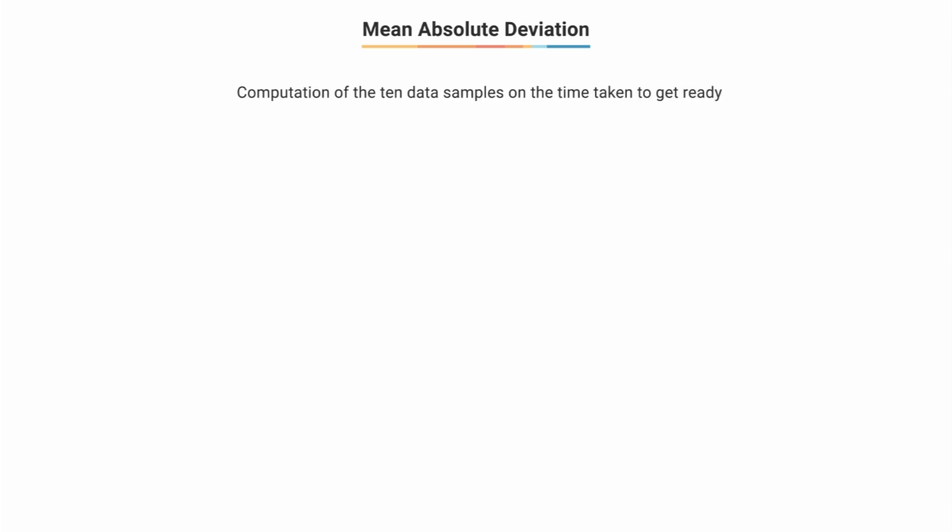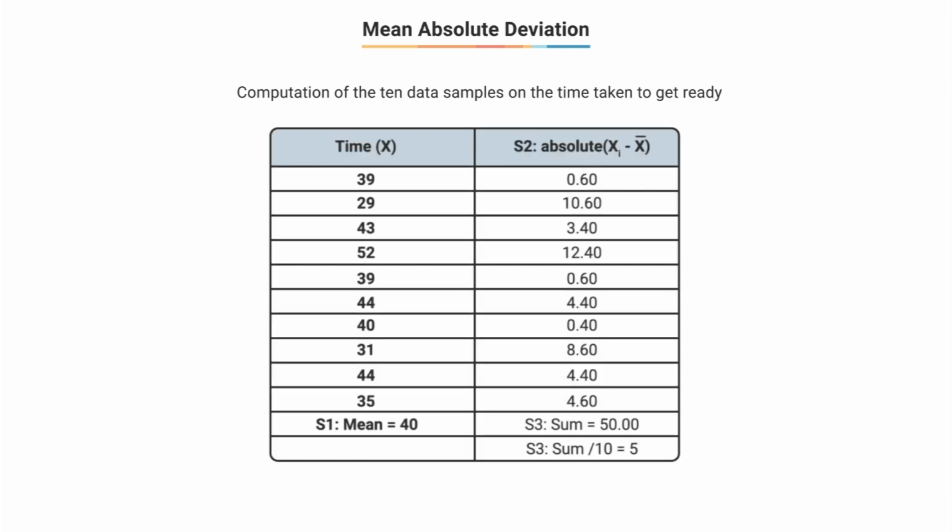Let us try to compute these values for our get ready times dataset with 10 observations. The MAD measure for this data can be simply computed in these steps. In the first step, we'll compute the mean, that is 40, that is S1. Next, we'll compute the differences of each observation from the mean, that is xi minus x bar. This is our second step, S2. And in the third step, we'll sum up all these values. The sum is equal to 50. And then in the fourth and last step, we'll divide this sum by the number of observations, that is 10. So we'll get our MAD value of 5.